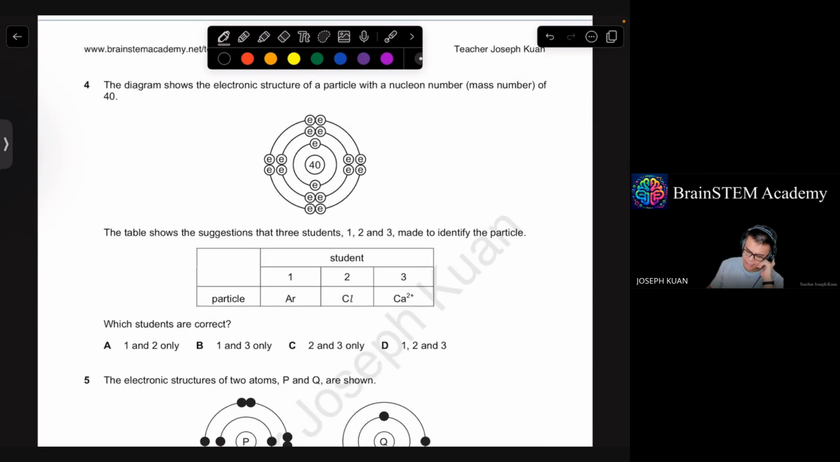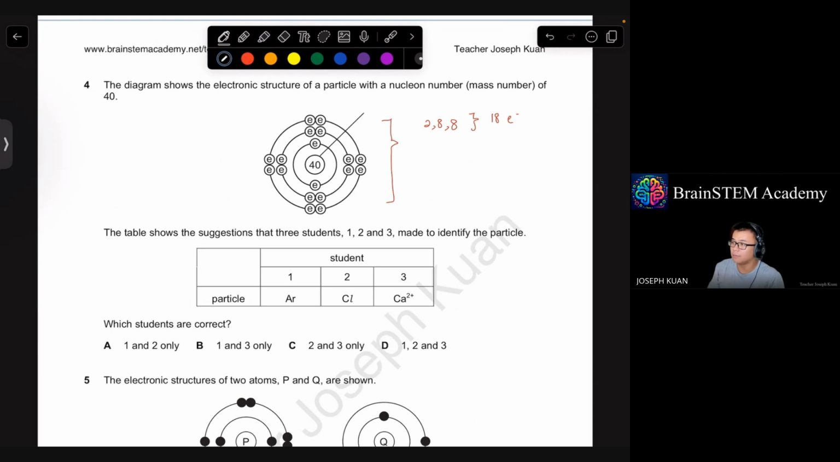The diagram shows the electronic structure of a particle with a nucleon number, mass number, of 40. The table shows the suggestion that 3 students, 1, 2, and 3, made to identify the particle. Which students are correct? Now, let's just try to understand the question first. Based on observation, I'm seeing 2, 8, 8 as the electronic structure. So that means that in total, there's 18 electrons, and the mass is 40.